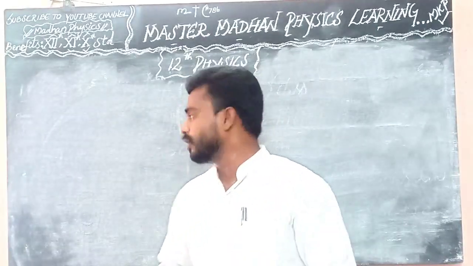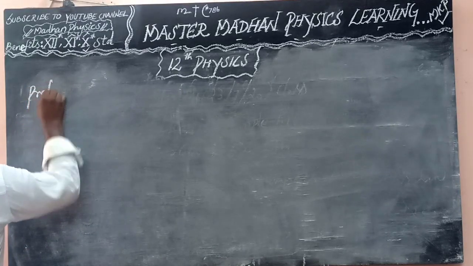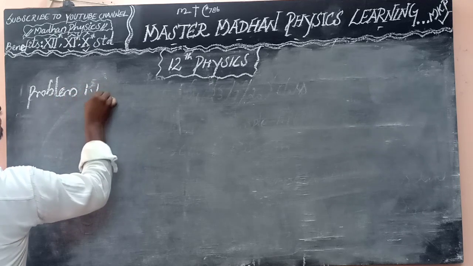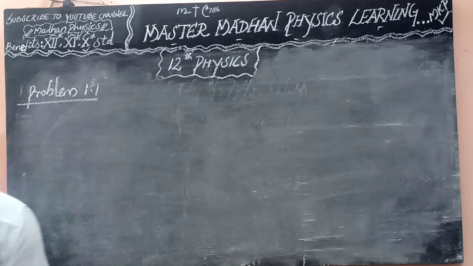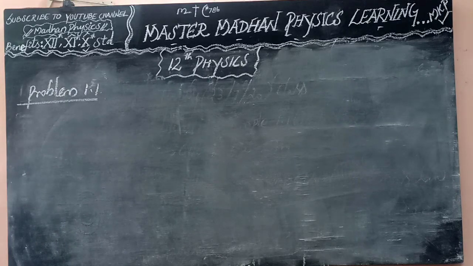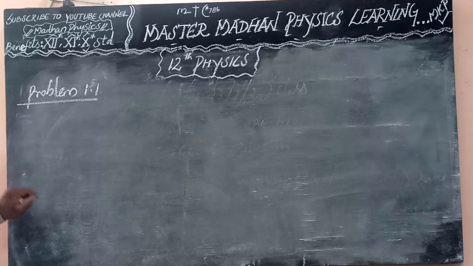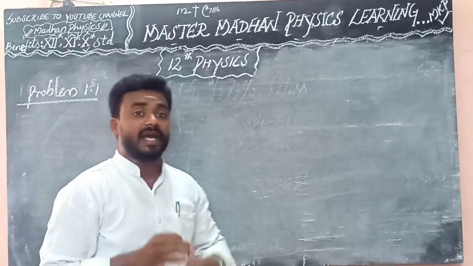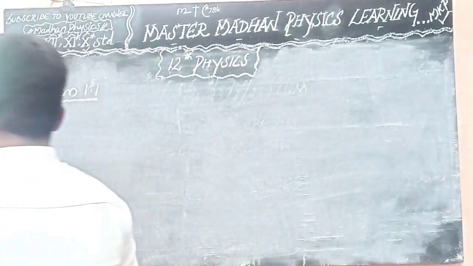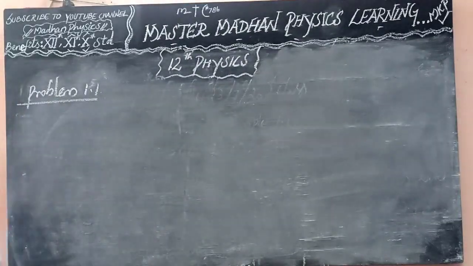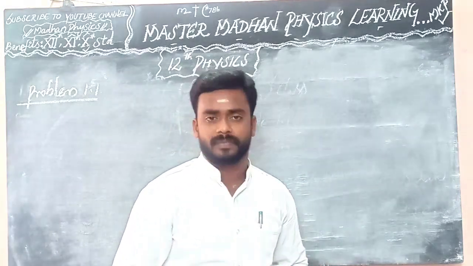Okay? So what would they have given in problem 1.1, that is example 1.1? Look at what they have given. Calculate the number of electrons in 1 coulomb of negative charge. We need to calculate the number of electrons.